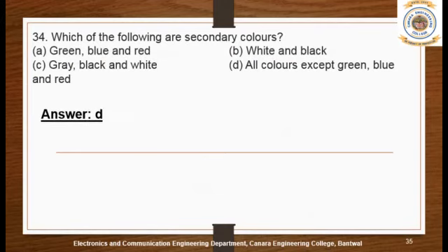So which of the following are secondary colors? Whenever we go with the primary colors and secondary colors, we have three colors which are mentioned as primary and secondary. So green, blue and red, they are not secondary colors. White and black, yes, they are secondary colors. And gray, black and white, yes. All colors except green, blue and red, yes.